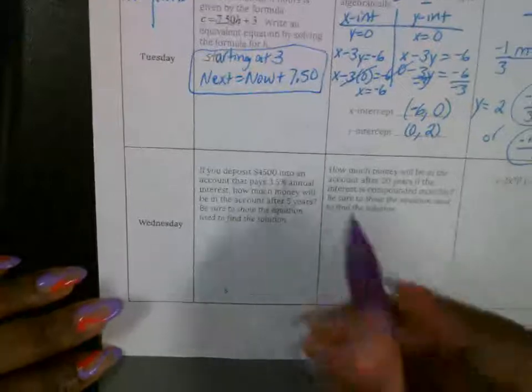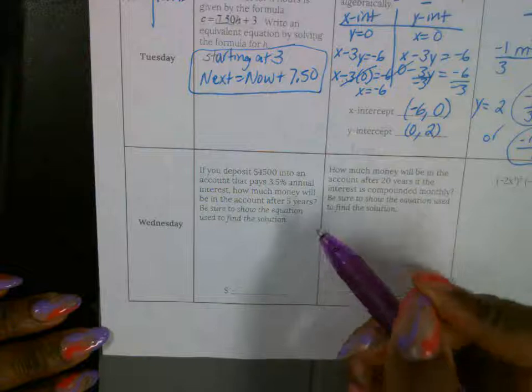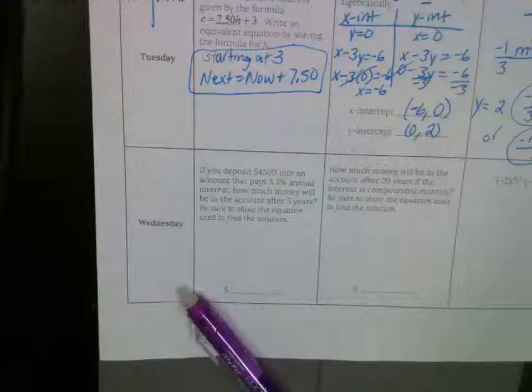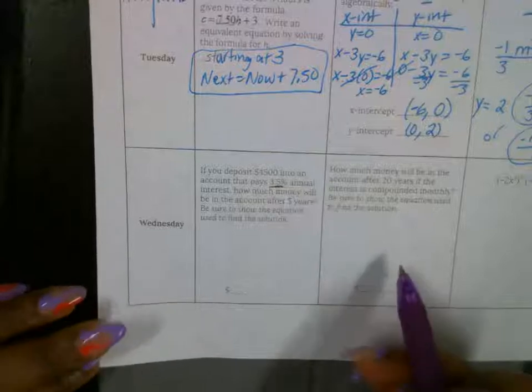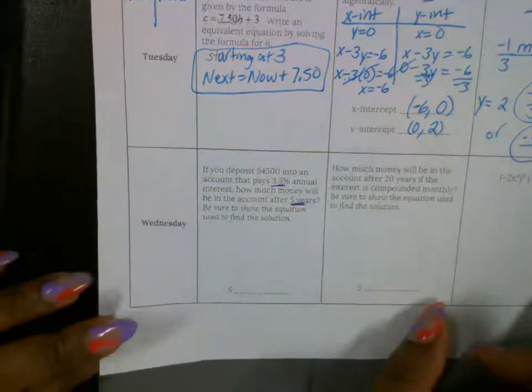All right. Warm up. If you deposit $4,500 into your account and it pays 3.5% annual interest. Okay, so right there, what kind of function is this going to be? Exponential. It's exponential growth, okay? Already, because it's growing by a percent. How much money will the account have after 5 years? All right, so show your work.